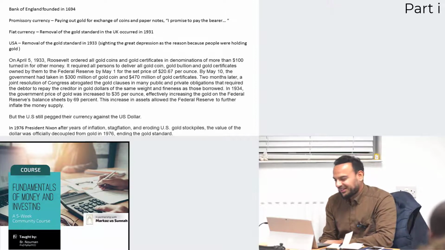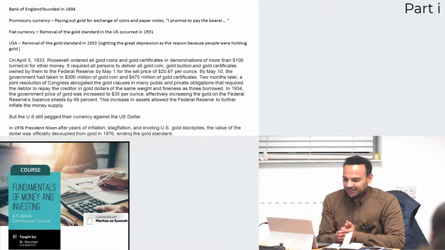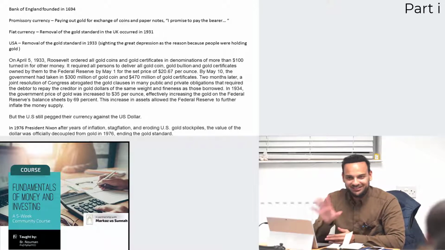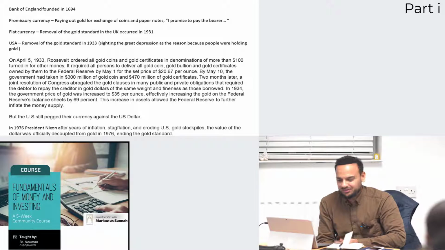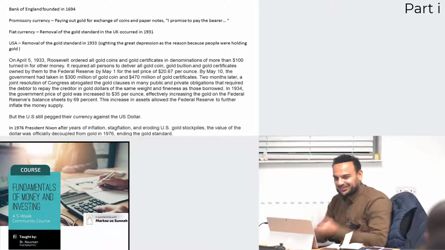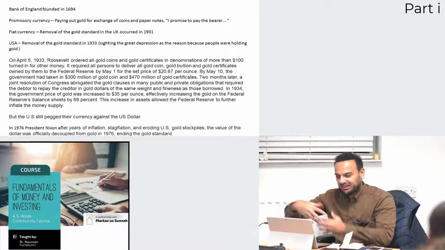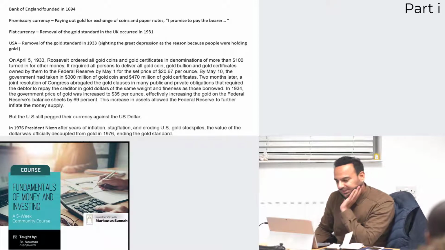Look at the increase. On the 1st of May, 1933, they set the price at $20.67 per ounce, and they said everyone has to submit. By the 10th of May, in 10 days, the government had collected $300 million worth of gold coins from the masses. So there was so much currency now floating in the market. That's something they did.